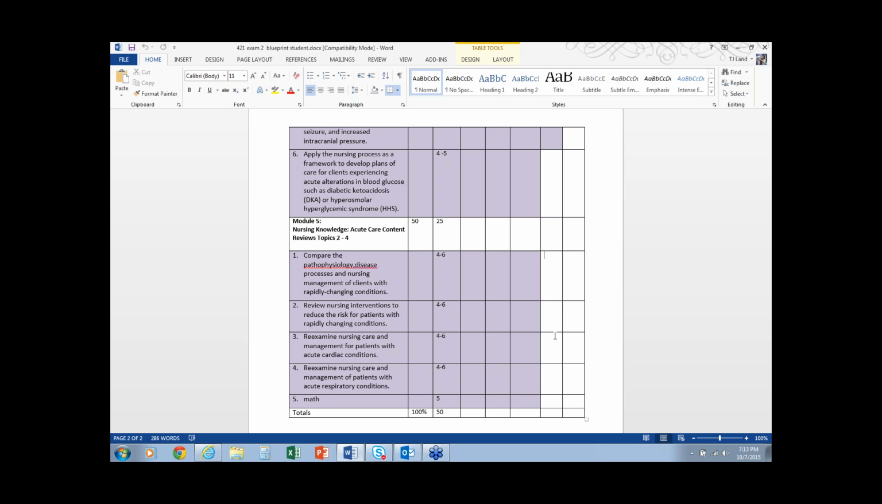When we talk about doing dopamine and dobutamine, we talk about having a dose per kilogram per minute or per hour, depending on what medication you're using. And so you need to be able to calculate those accurately.